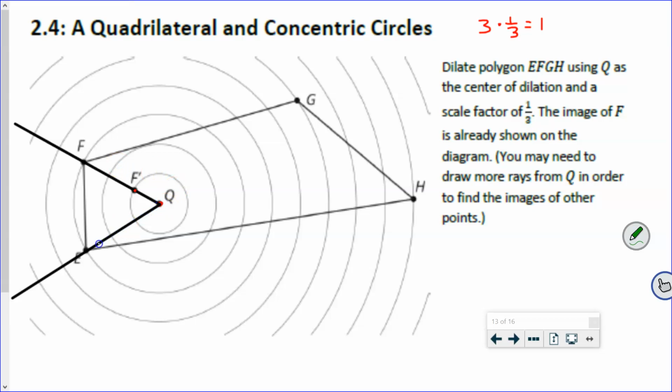1, 2, 3, and we already did that. 3 times 1/3 is equal to 1. So where is it going to be? On that ray, but on the radius of 1. E prime.